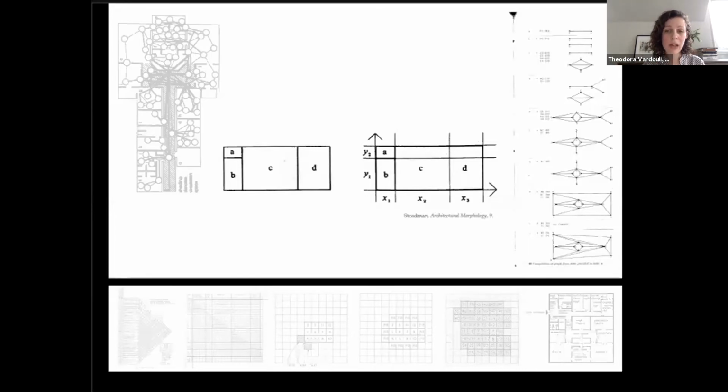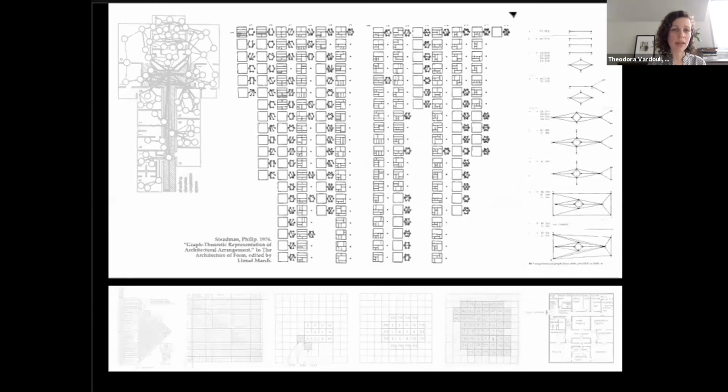From this representation, one could directly derive a topological diagram, a graph that represented the adjacency and connectivity of rooms, and also use techniques from graph theory to begin counting possible plans. So this is one of these kind of counting exercises. The problem of enumerating possible rectangular packings within a rectangular boundary came to be known as rectangular dissections.